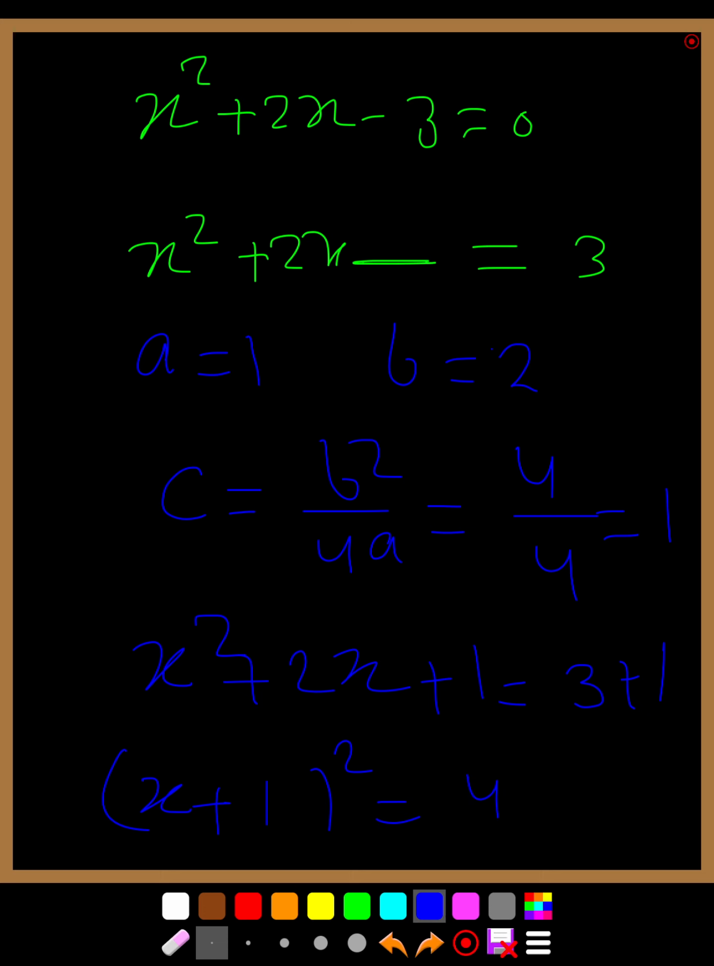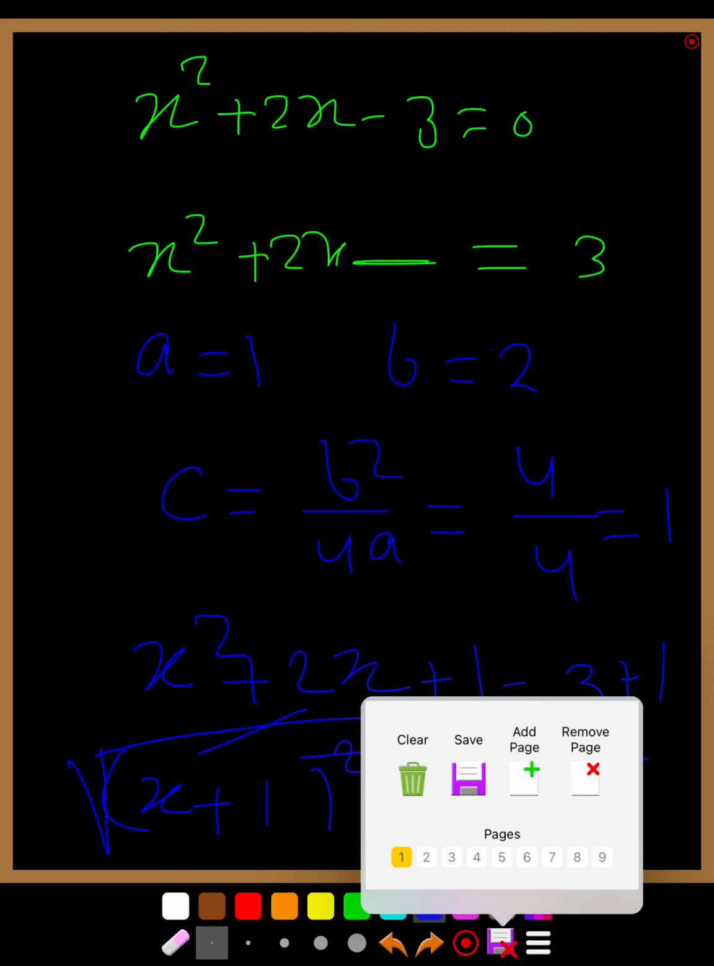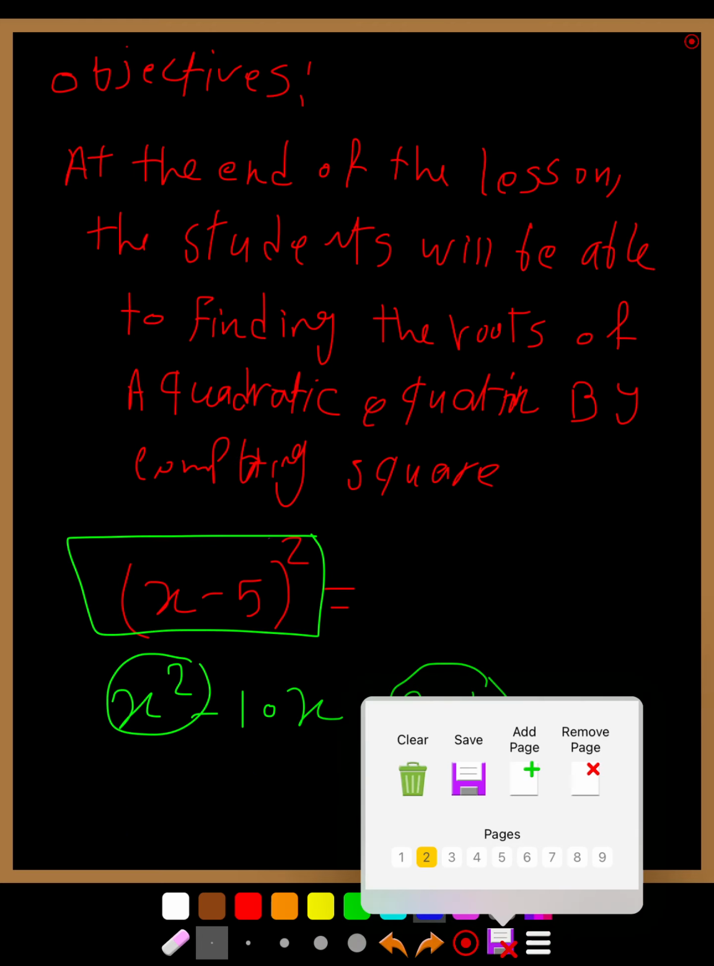4. What you are going to do after that is take the square root for both sides. This one cancels, so that we have x plus 1 equals positive or negative the root of 4, which is 2. So we have two cases: x plus 1 equals 2 and x plus 1 equals minus 2. Solve this one-step equation. How to solve it?